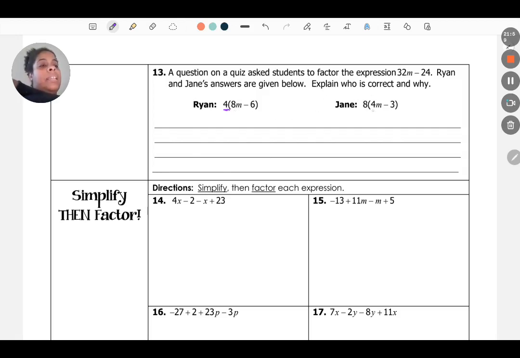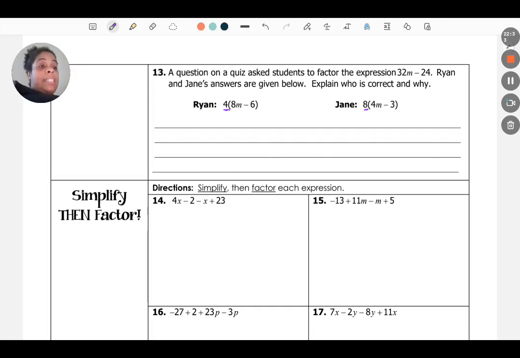Let's see if 8 works. We know from our last question that 24 is a multiple of 8, and 32 is a multiple of 8. So Jane might be right because 8 is the greatest number that can be used. Not that Ryan is wrong. He just didn't use the greatest common factor. He can still factor this problem down to the simplest form. And that's the goal in this worksheet and this activity, that you're simplifying it down to its simplest form.